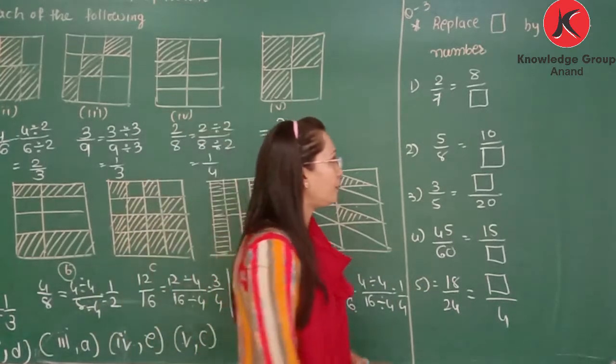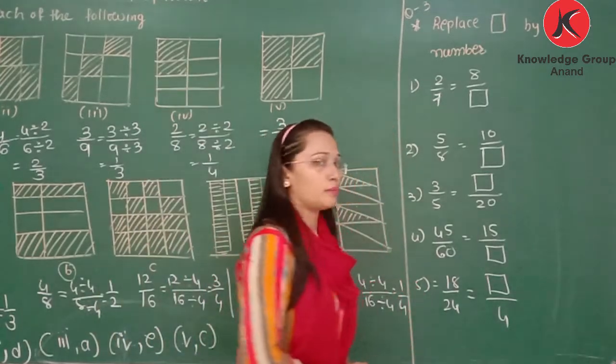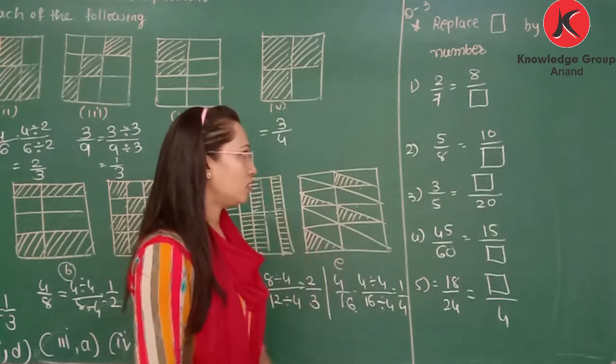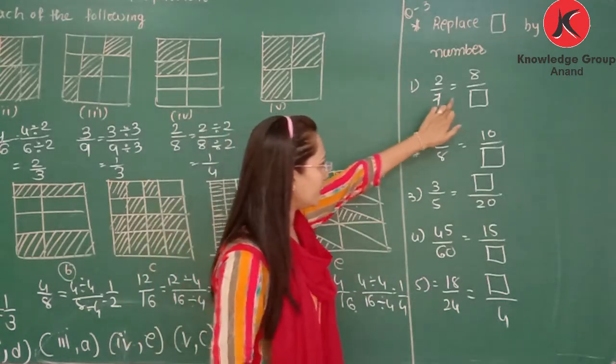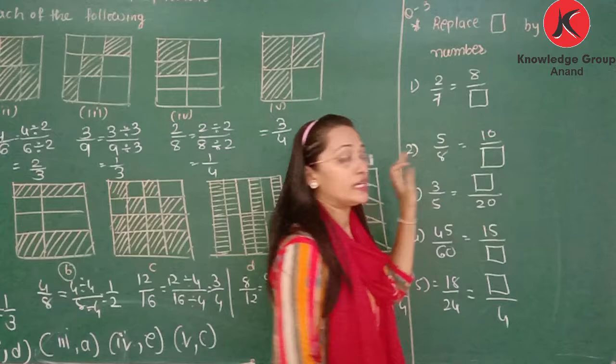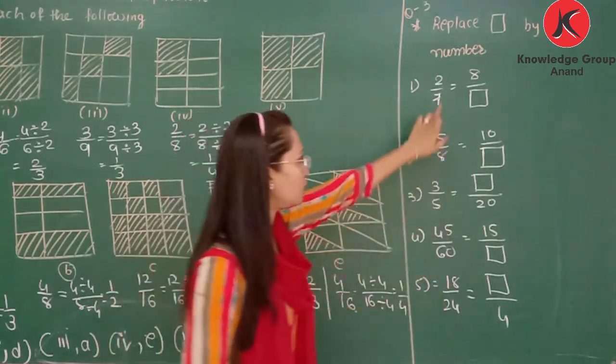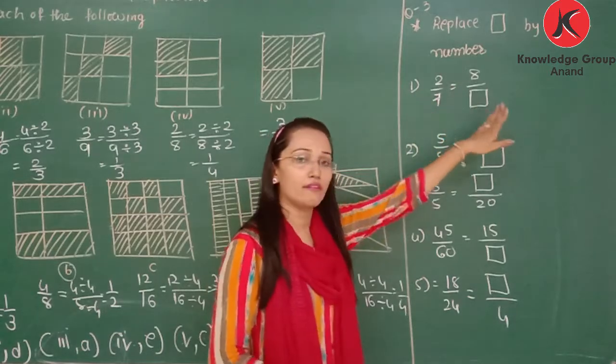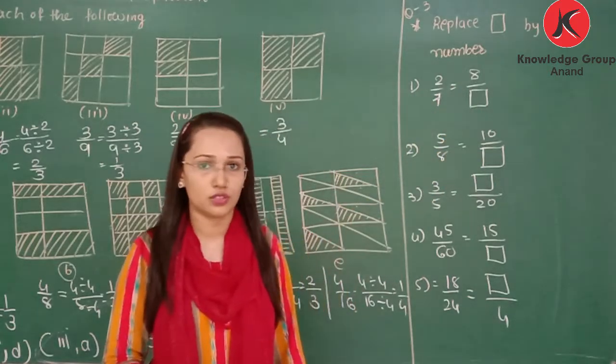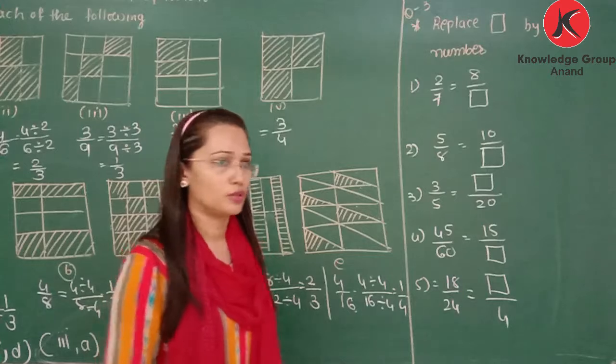Question number 3. Replace the box by the correct number. Okay, so here 2 by 7 equal to 8 by 10. It means these two are equivalent fractions. Equal to means the left side and right side represent the same fraction. It means they are equivalent fractions.